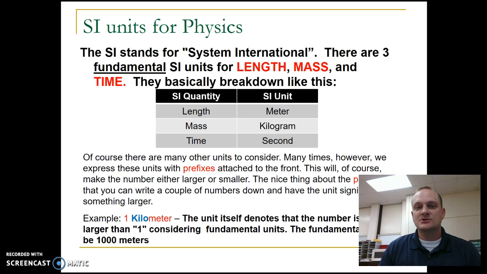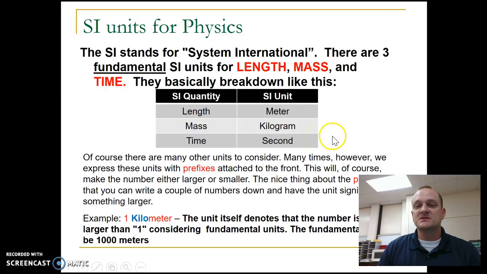SI is the Système International, or the International System, and there's three fundamental SI units. So we measure length in the meter, we measure mass in the kilogram, we measure time in seconds. Now, you're going to see lots of quantities that are combinations of these. And you're also going to see some that are fundamental units on their own that are not listed. But for the most part, for what we deal with in here, these three things are what's going to make up the units that we're going to use later on.